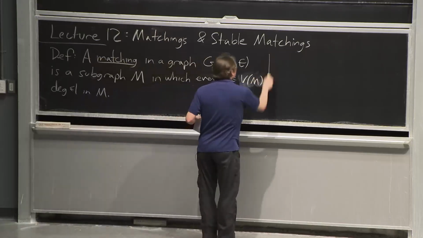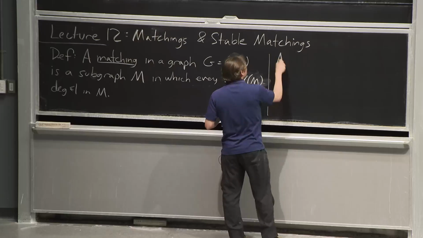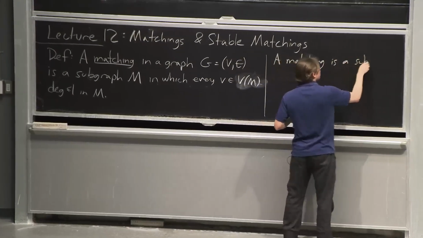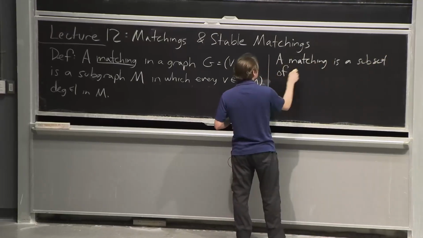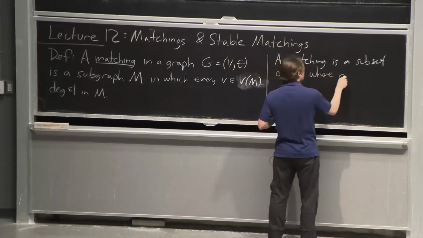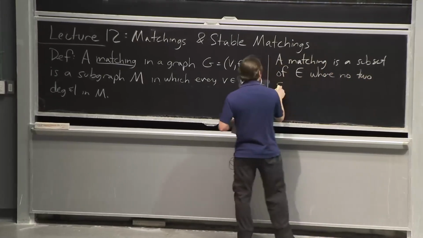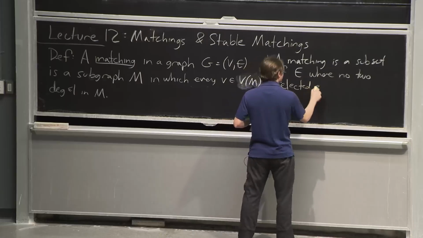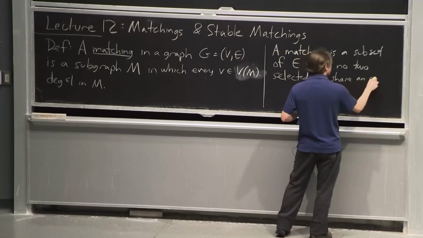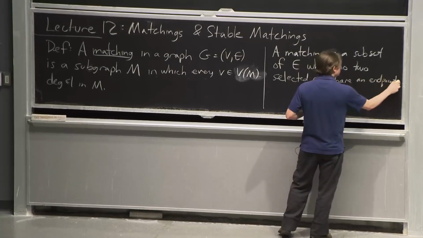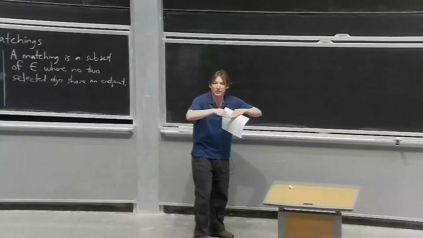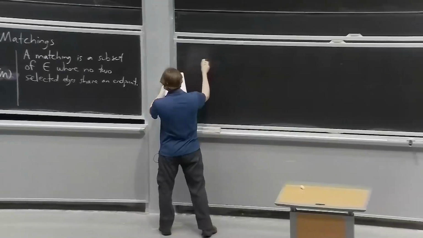Said differently, a different definition, which is just as good, a matching is a subset of the edges of our graph where no two selected edges share an endpoint. So we're just choosing some of the edges of our graph, making sure that we never touch edges that have an endpoint in common.